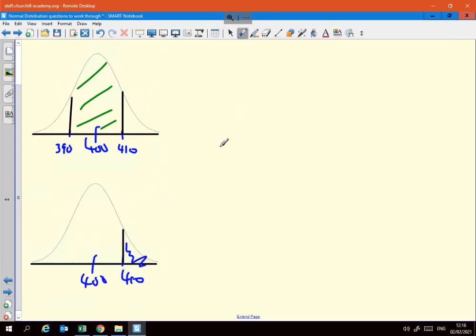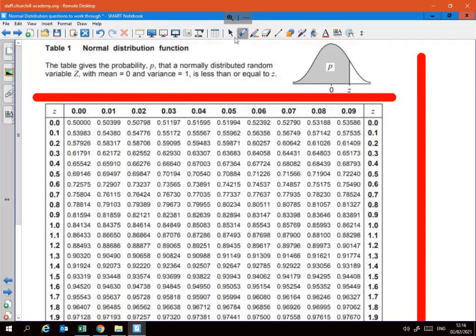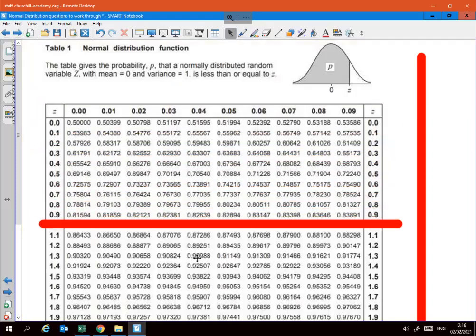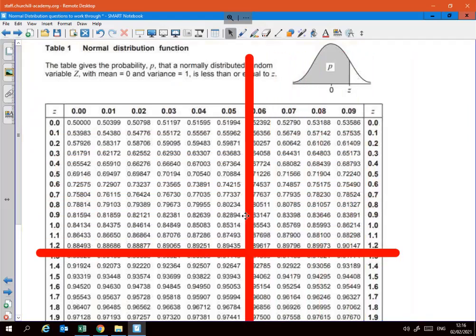So I need to know how many standard deviations above the mean I am. So Z is the value I'm interested in minus the mean over the standard deviation. That's 10 over 8, which is 1.25. So I'm going to look that value up in the table and see what I get. So 1.25 is what I'm looking at. So that means I need to go down to 1.2, which is there. And 1.2, the last bit was 5, so it happens to be in the middle again. 0.89435.